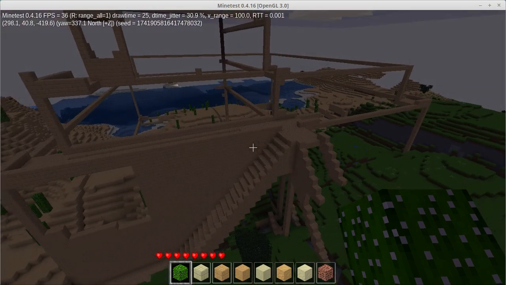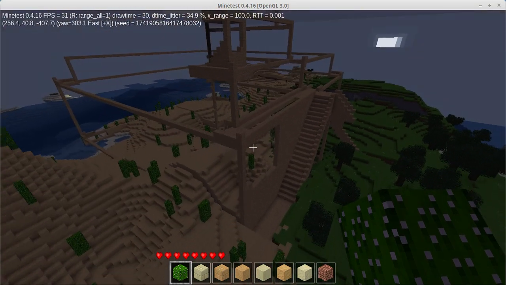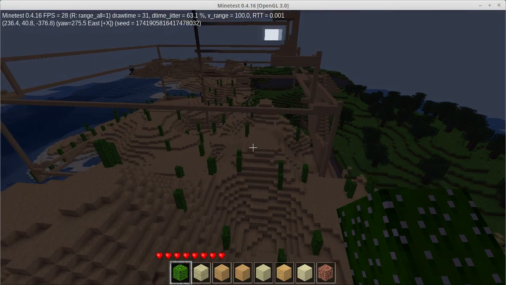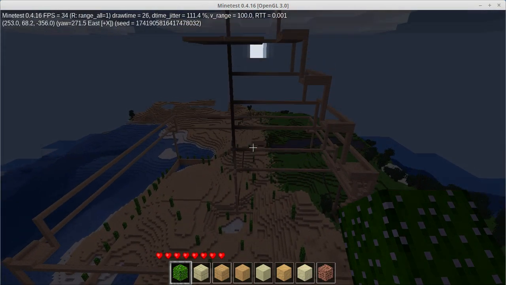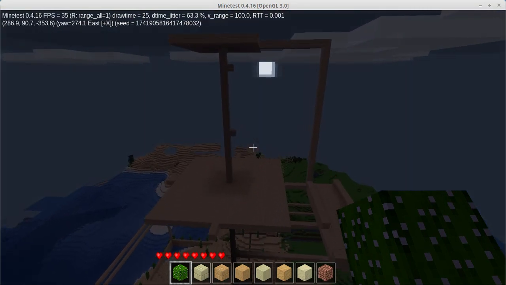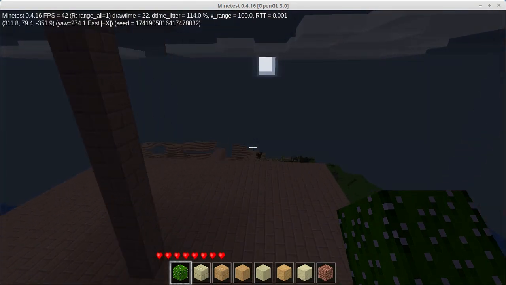But yeah, that's the basic groundwork of the Tower of Babel. Built in this kind of deserty area because that's where it's at. And we'll keep working on this, and we'll give you guys another update as we make progress.